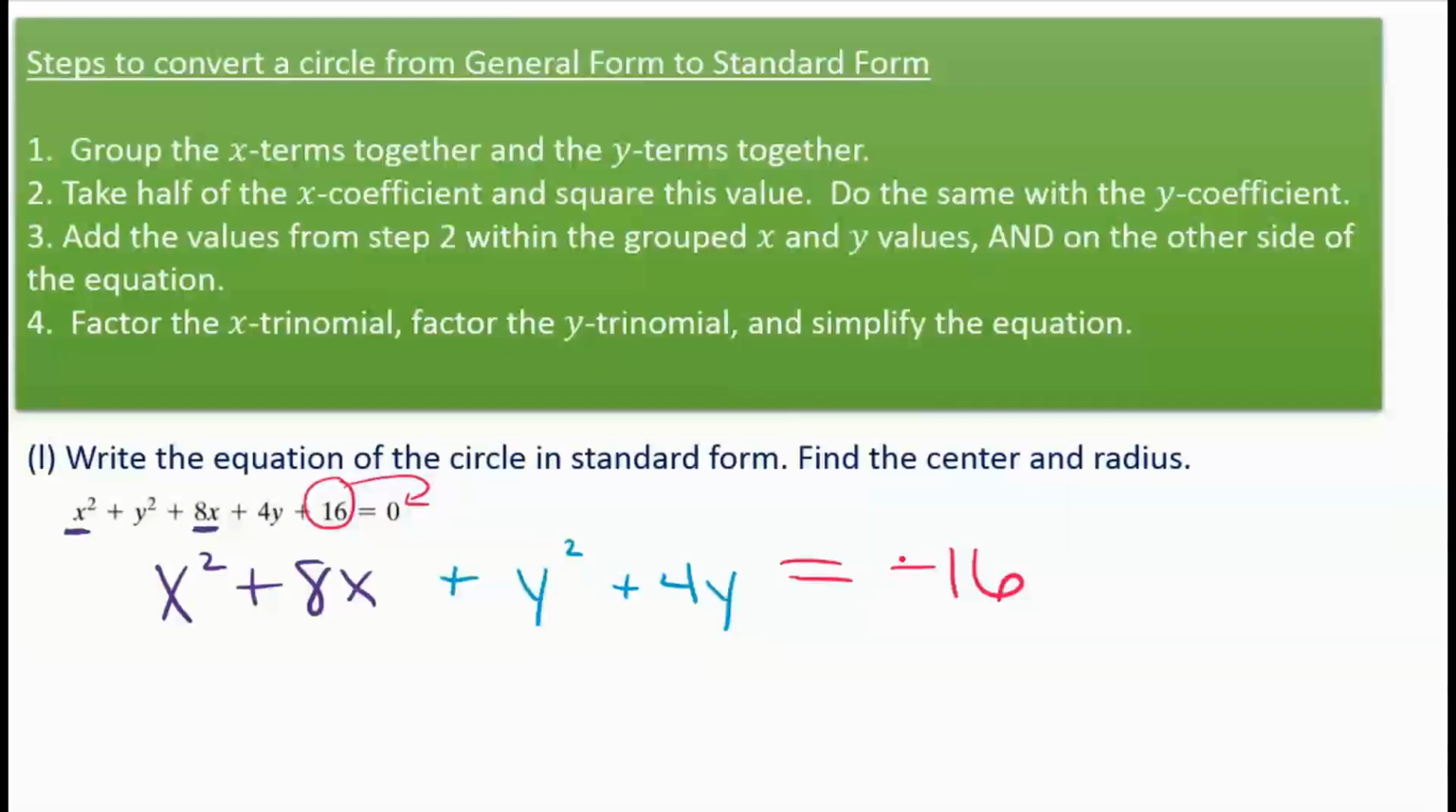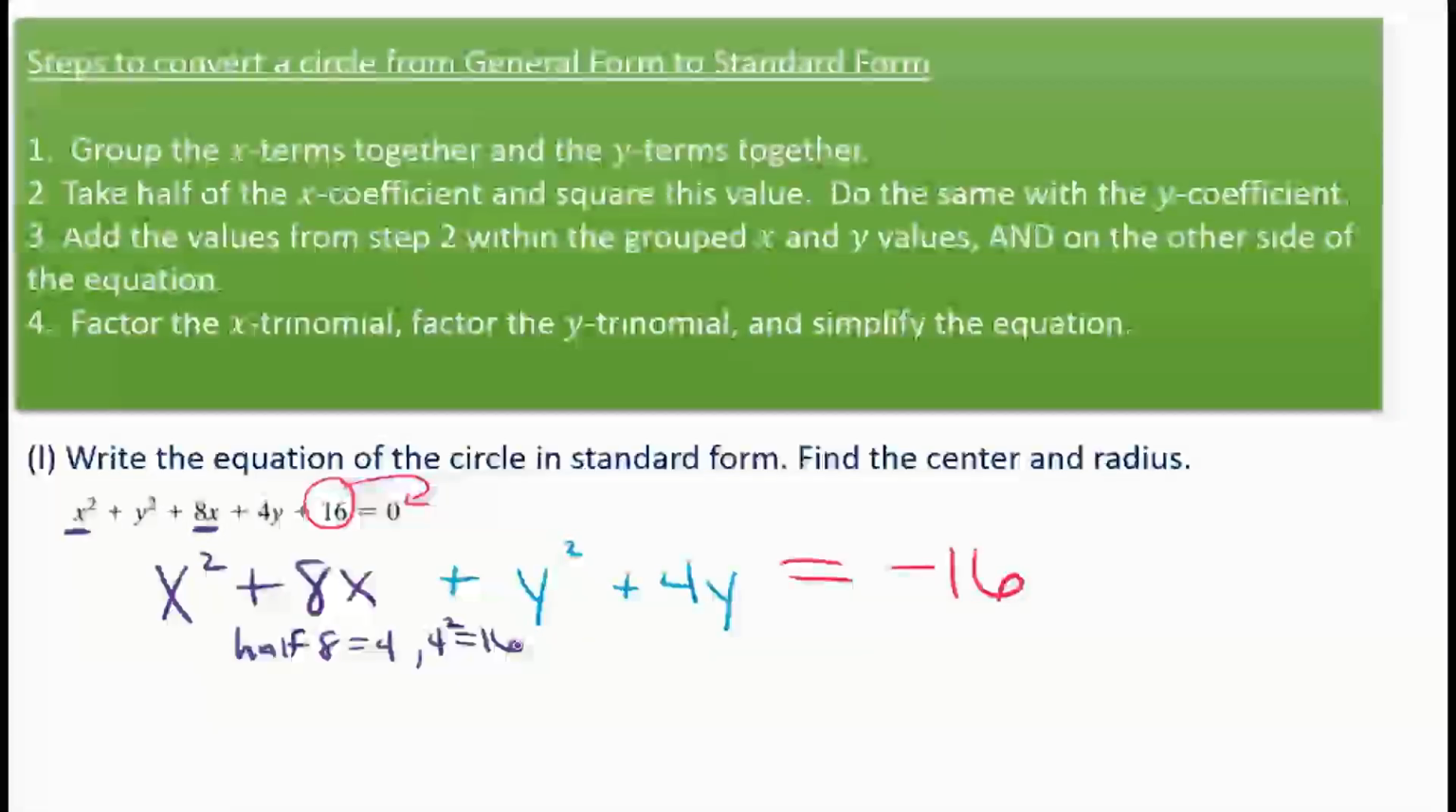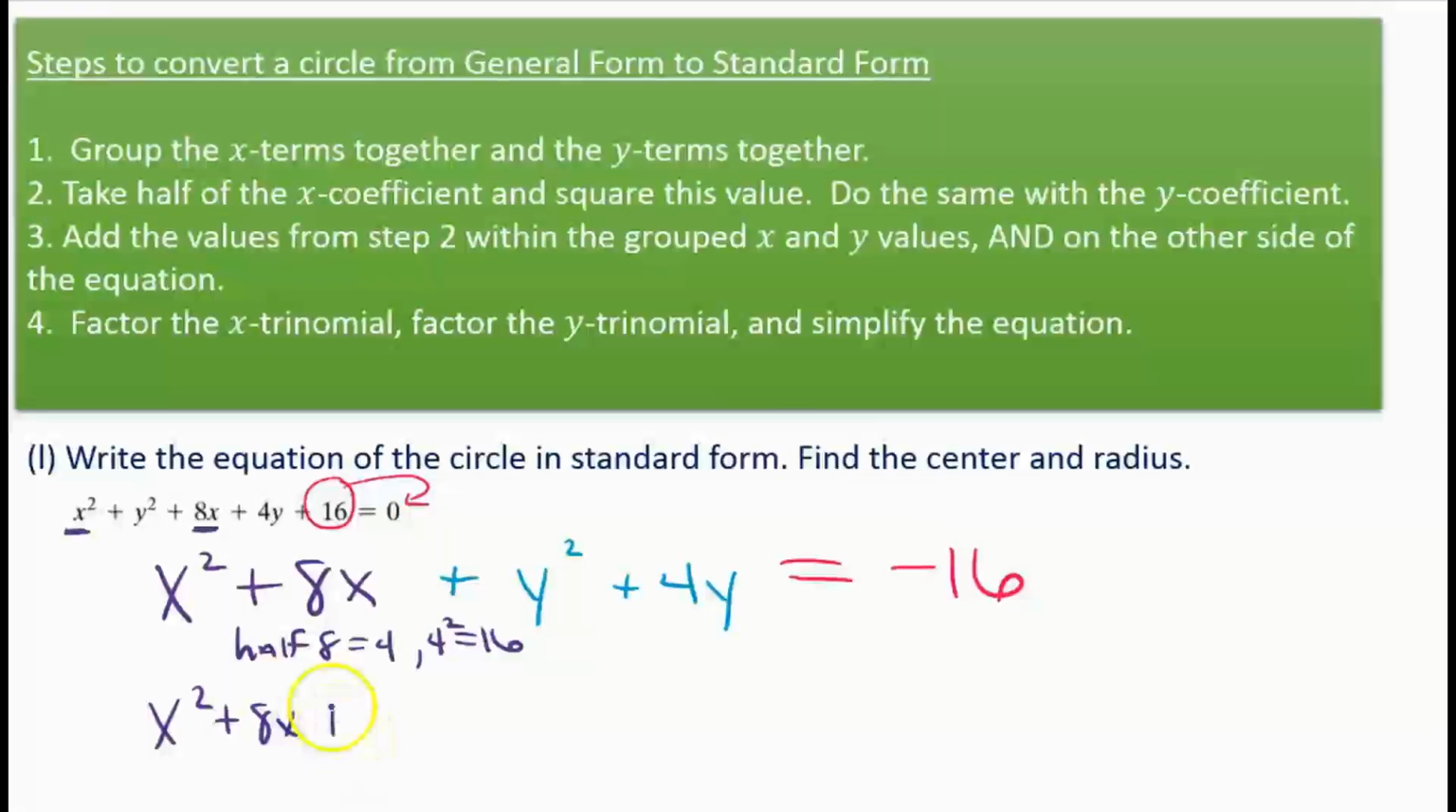I'm supposed to take half of the x coefficient and square it. So, all this work is going to be in purple. Take half of 8, which is 4, and then square it. So 4 squared is 16. Okay, then let's work on just the x's. Step 3 says add the value from step 2 within the grouped x's and on the other side. So watch this. This is going to be x squared plus 8x plus 16. Now I have the equals and negative 16 over here, and I'm going to be adding that 16.